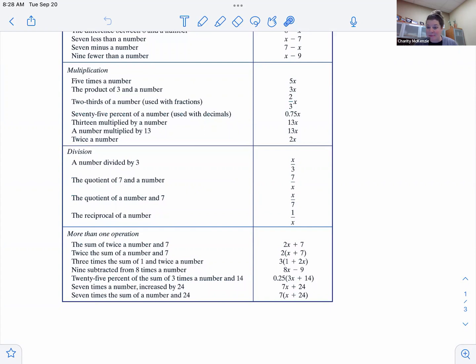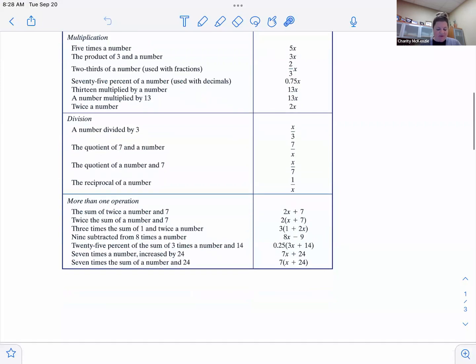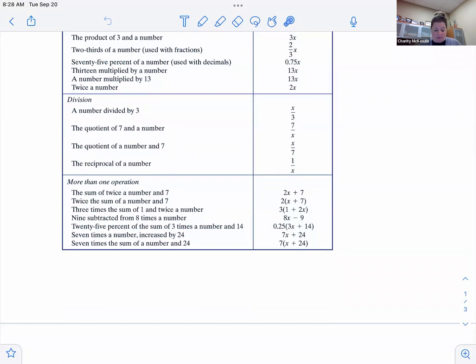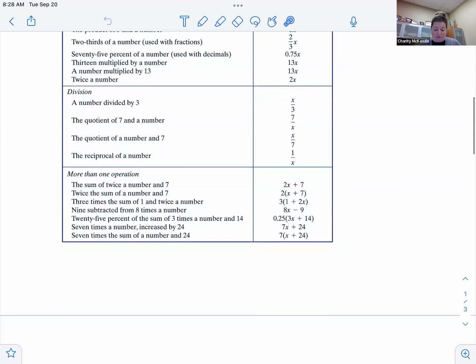Multiplication, we can use times, product. Of a lot is multiplication. And then we could use multiplied by, obviously. Twice a number means 2 times a number. Triple a number means 3 times a number. That's also multiplication. Division, we usually use divided by, or we can use quotient. Reciprocal is where you flip it over and multiply, right? Which is division. So reciprocal. Okay.